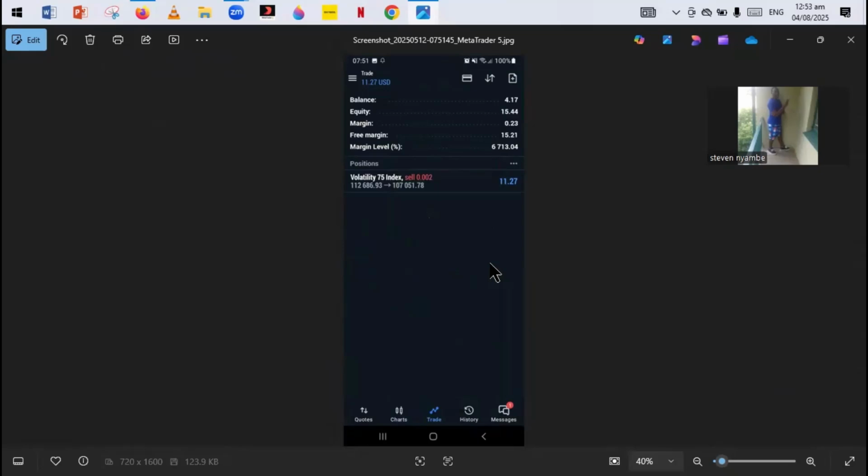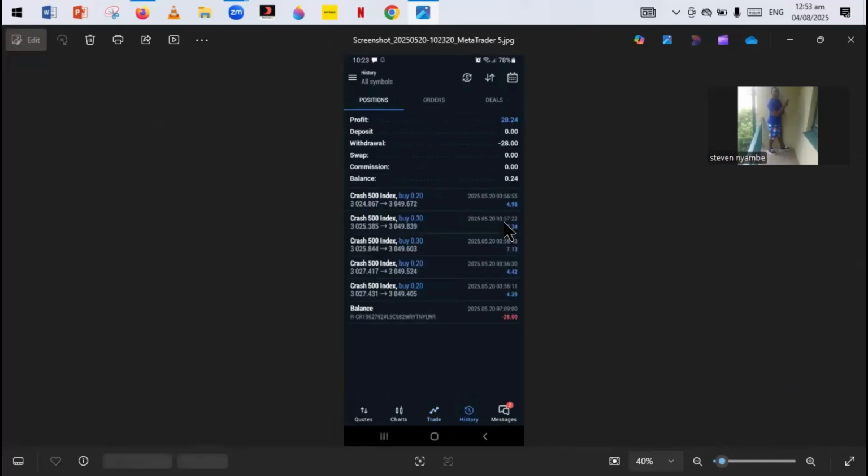And then with this entry model, you can grow very small accounts, because once price steps into that order block, it's going to move. This is a $4 account that I grew from 4 to 15 USD. From 15, I grew it to 30 USD. And then from 30, I grew to 56, just using the same entry models. So this is a very powerful strategy that I use. If you learn it properly, believe me, you'll be profitable.